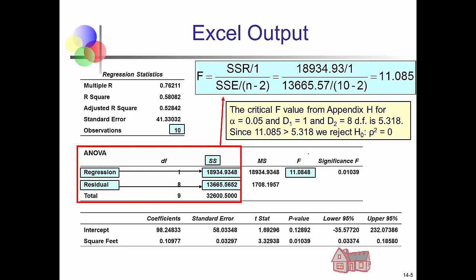We use that F-score and we compare it to an F-critical, which can be found in the table or using F inverse in Excel. So if our alpha is 0.05, our D1 is 1, and our D2 is 8 degrees of freedom, our F critical value is 5.318. Since our F score is greater than our F critical, we are able to reject the null hypothesis. What that means for us is that the model is statistically significant in explaining housing prices. Our square feet really does matter.